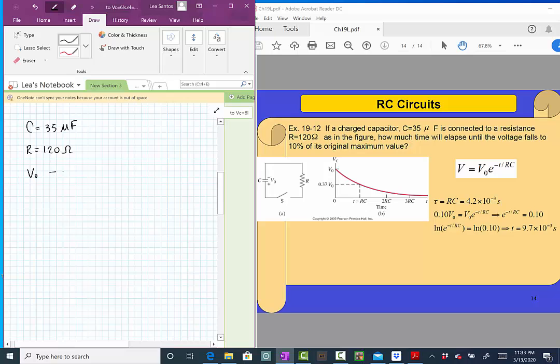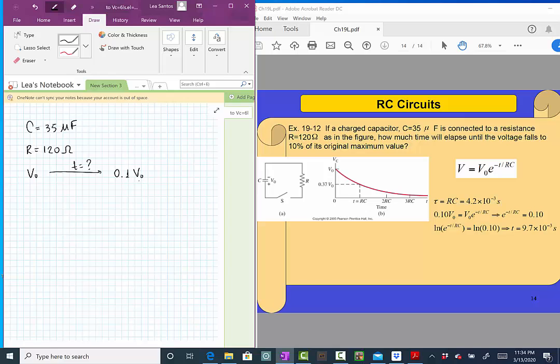We want to know how long it takes. So what is the time that it takes for this potential difference to drop, to become 10% of the original? In other words, to become 0.1 times that original value. Okay. So what is the story?